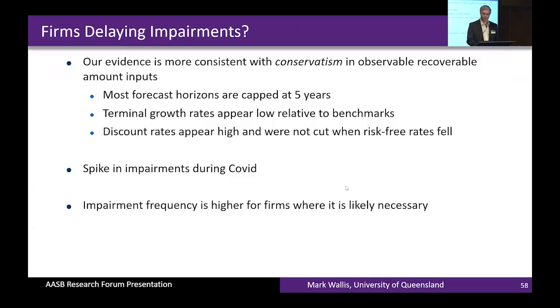All right, so I've only got about a minute left, so I better hurry up. So what are the conclusions from this? The recoverable amount assumptions look, if anything, conservative rather than aggressively biased to me, at least overall. Perhaps there are some firms that are making aggressive assumptions, but not overall. So as we saw, the firms are using a fairly short forecast horizon, or they're capping it at 5 years, using, I think, a low terminal growth rate, and the discount rates don't look low relative to empirical estimates.